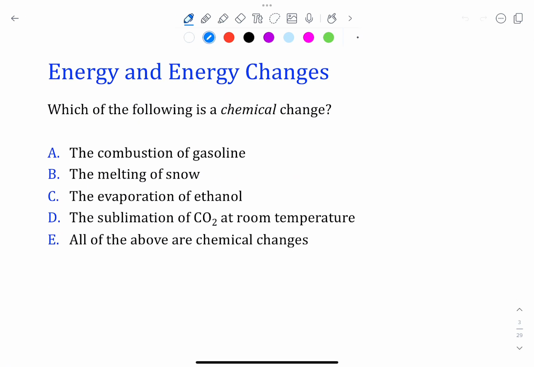So let's review something that we learned in General Chemistry 1. Which of the following is a chemical change? So we learned about two different types of changes, chemical and physical changes. We say that physical changes are ones where the substance is still the same, it's just in a different form, whether that's a solid, liquid, or gas. In a chemical change, we see a chemical reaction happening. So look at these 5 options here and think about which one of them is a chemical change.